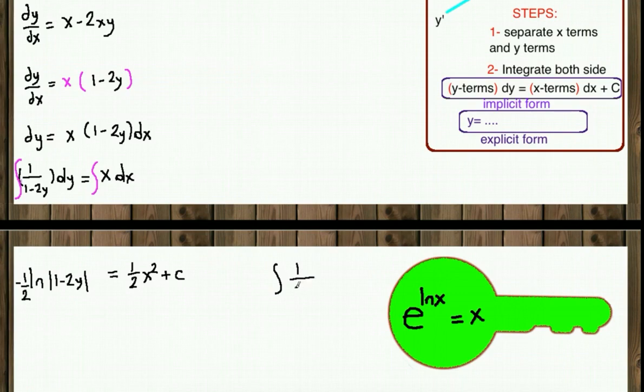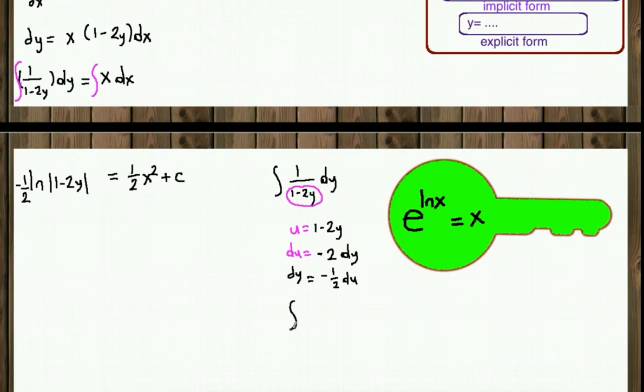Integral of 1 over (1 minus 2y) dy. We're going to call this part of the integral u. So u equals 1 minus 2y. Then du is the derivative of 1 minus 2y. Derivative of 1 minus 2y is negative 2 dy. And if we solve for dy, we get dy equals negative 1/2 du. Now let's write everything in terms of u.